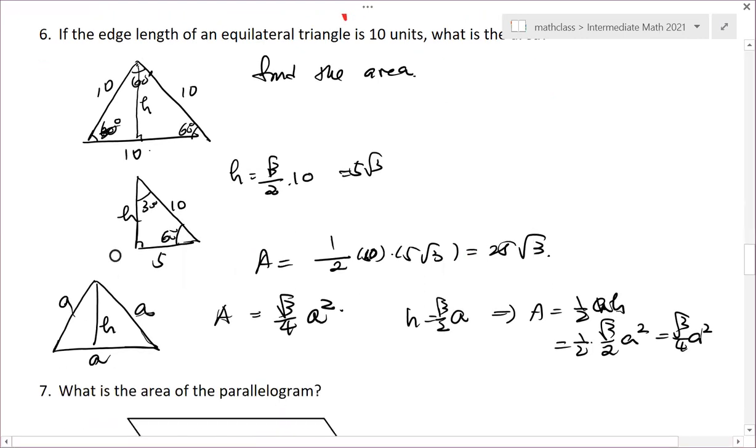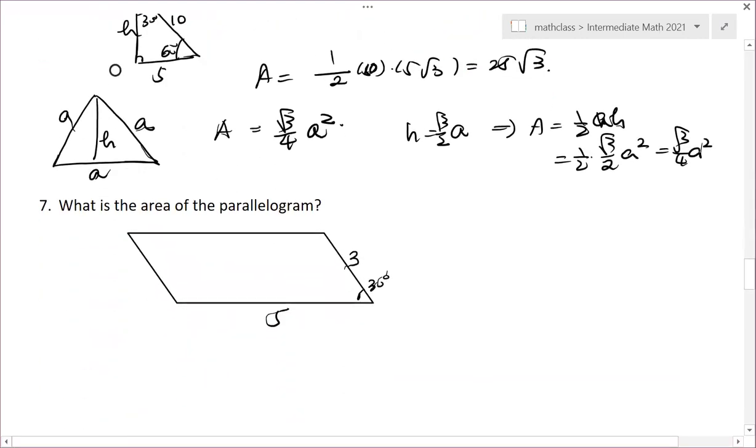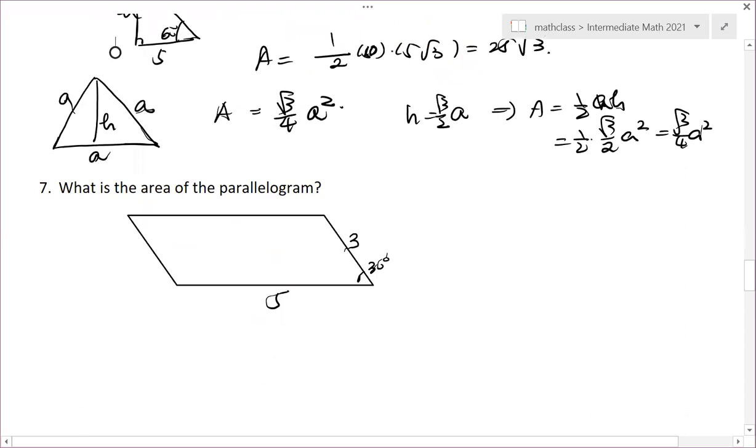Okay, so let's take a look at the next problem. What is the area of a parallelogram? I have two sides, 3 and 5, and the angle between the two sides is 30 degrees. I want you to try first.